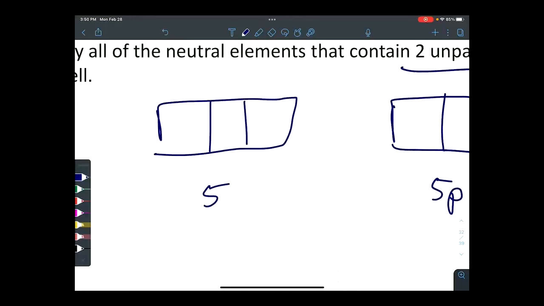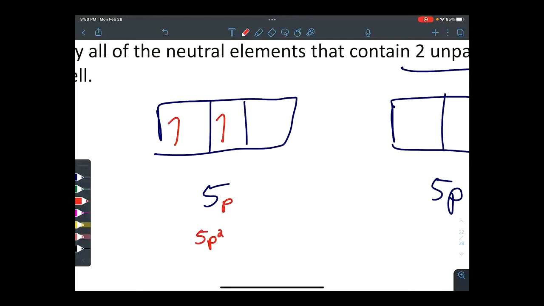So we'll just do one of them first. So I'll put 1 electron in there. Is that 2 unpaired electrons? No, it's just 1. So there's 2 unpaired electrons in a 5p orbital. So to me, this looks like 5p2.